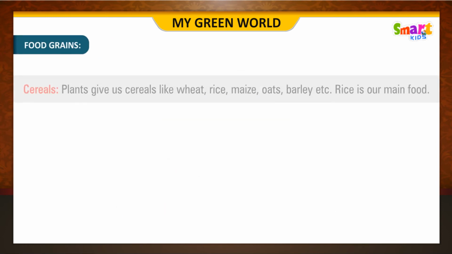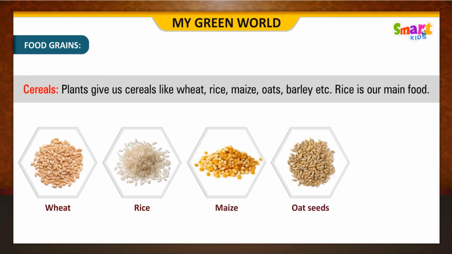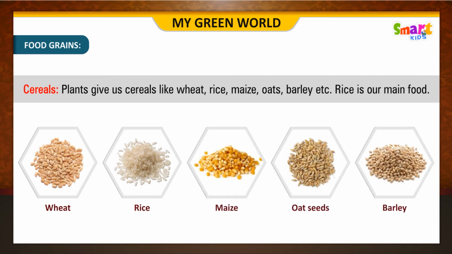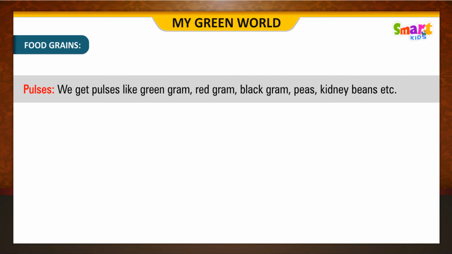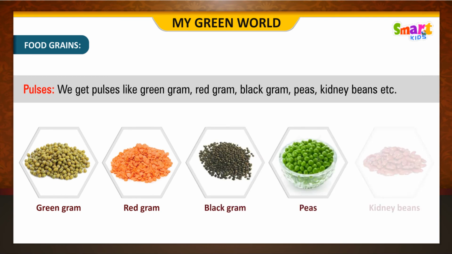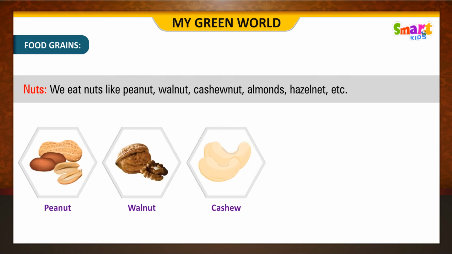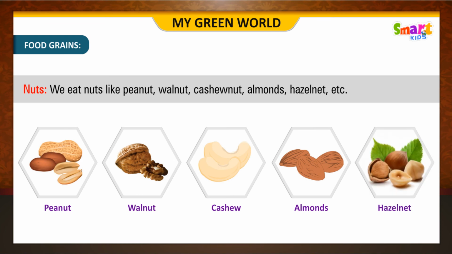Food grains. Cereals. Plants give us cereals like wheat, rice, maize, oats, barley, etc. Rice is our main food. Pulses. We get pulses like green gram, red gram, black gram, peas, kidney beans, etc. Nuts. We eat nuts like peanut, walnut, cashew nut, almonds, hazelnut, etc.